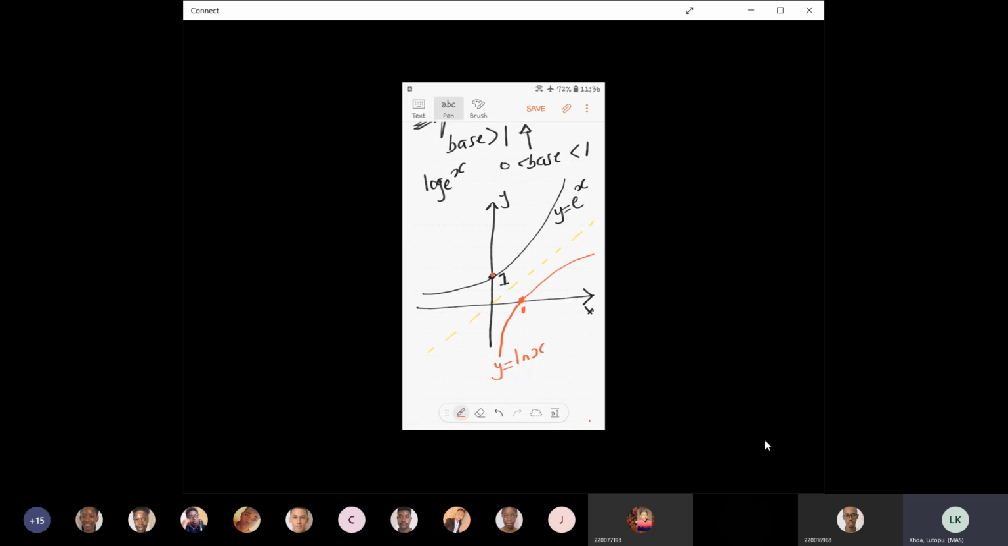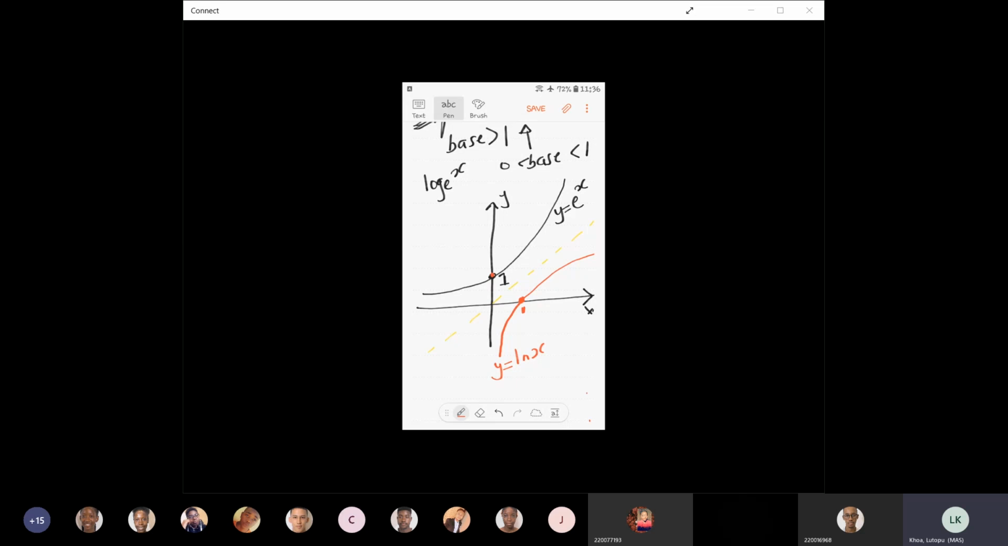If I give you log base 5 and then you have 3 to the power of x, those are not reflections of each other because the bases are not the same. So the base must be the same. Okay, right. Then let's look at the next question in your book, in the notes.